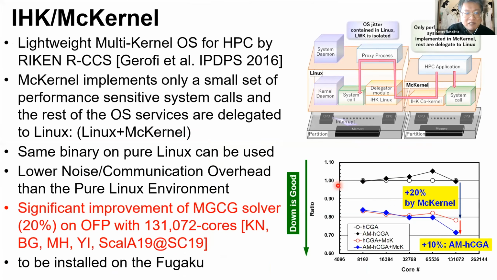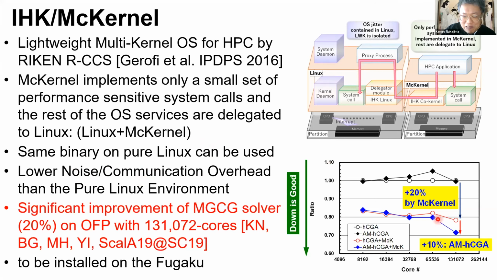Okay, the next slide shows the MC kernel. Here I don't get into the detail, but this is a lightweight multi-kernel OS for HPC developed by RIKEN by Dr. Ishikawa and Balazs. It provides lower noise and lower communication overhead than a pure Linux environment, so it is very easy to use.